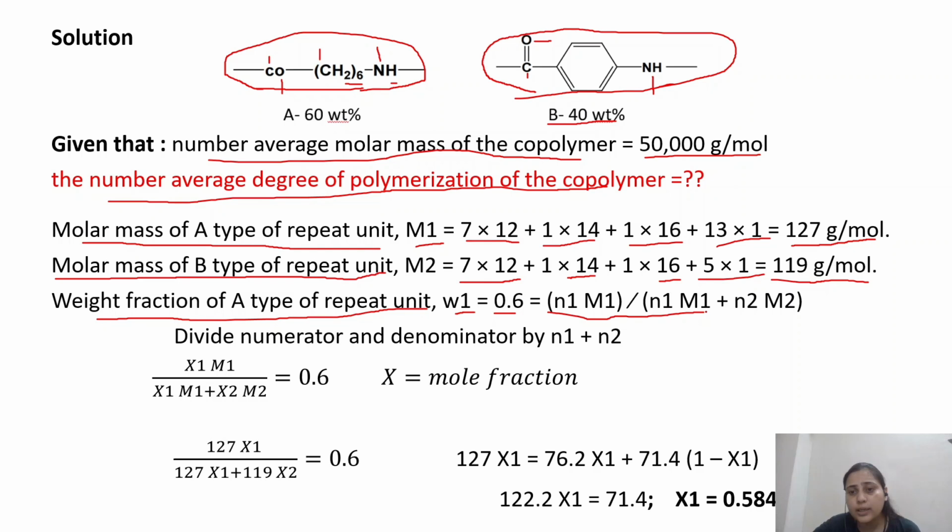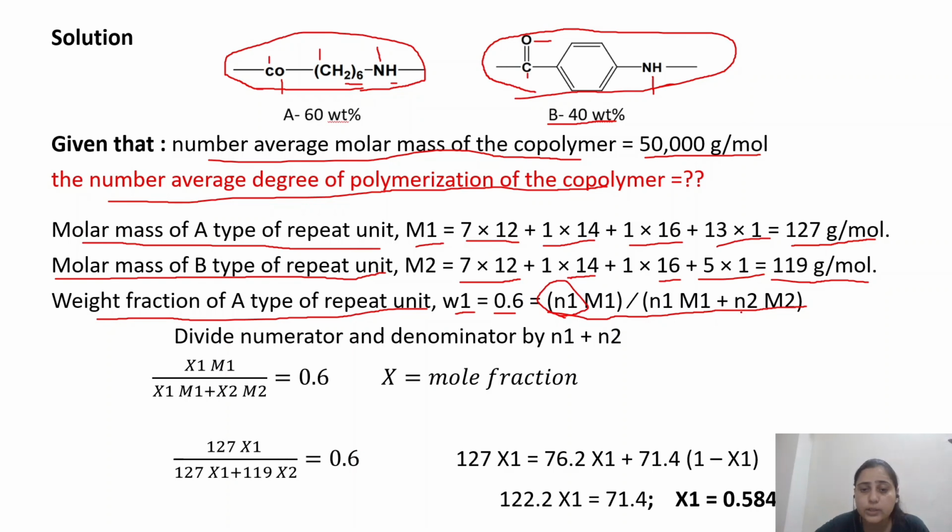So here N1 is the moles of A type of repeat unit multiplied by molar mass of A type of repeat unit, divided by N1, which is moles of A type of repeat unit multiplied by molar mass of A type of repeat unit, plus N2, which is moles of B type of repeat unit multiplied by its molar mass, which is the molar mass of B type of repeat unit.